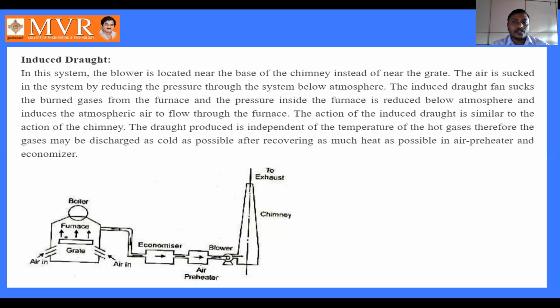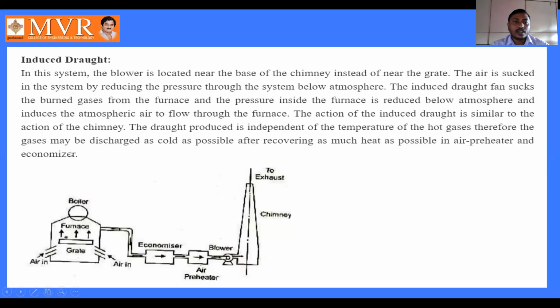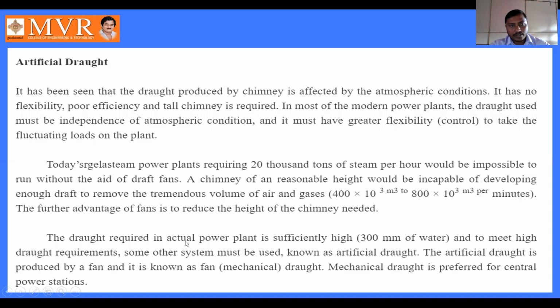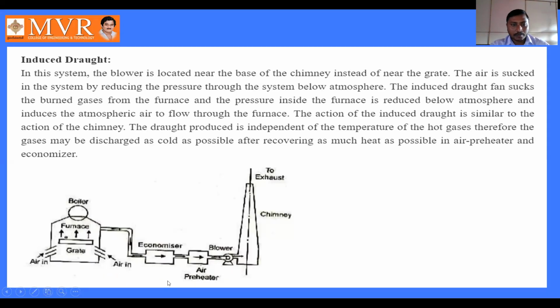We can observe the difference between forced draft and induced draft. In this system, the blower is located near the base of the chimney, instead of near the grate. In the previous forced draft, we had the blower near the grate. But in the induced draft, we have the blower near the base of the chimney.